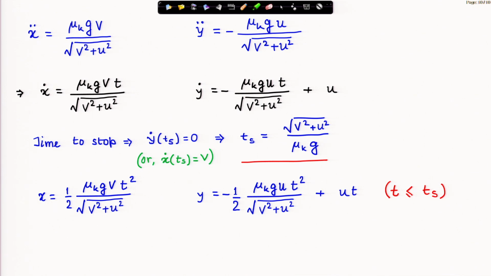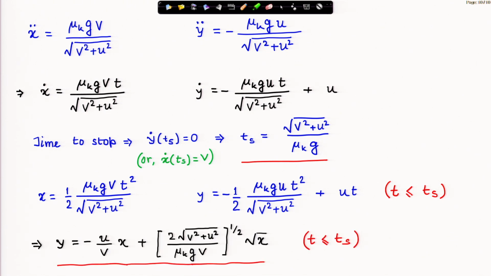Therefore, this solution is valid till the particle is moving. That means time is less than or equal to the stopping time. Till then, this is the path. I have integrated once again, as you can see. This is the change of coordinates with time as seen by the platform fixed observer as long as the particle is moving on the belt.